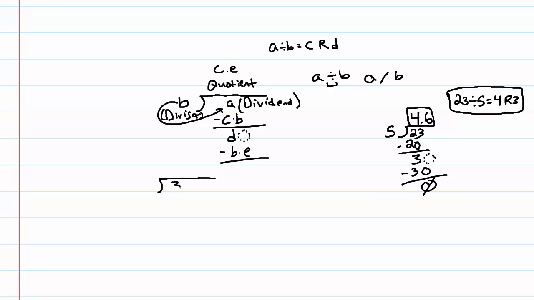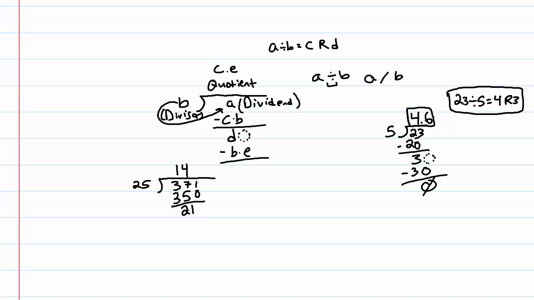If we have 371 divided by 25, what will our quotient be? Well, we see that 25 goes into 71 14 times. 14 times 25 is 350, and we're left with 21.